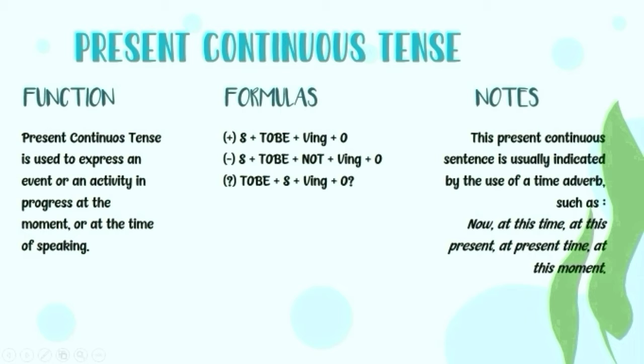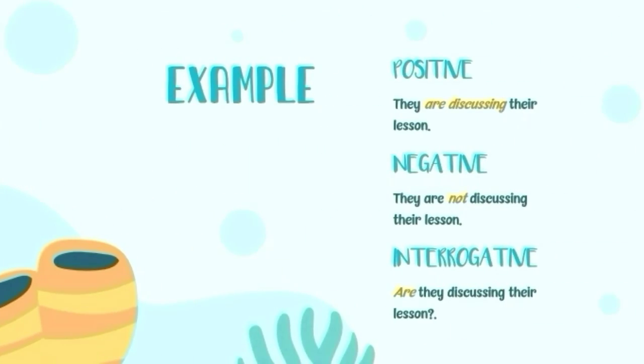Note: this present continuous sentence is usually indicated by the use of a time adverb such as now, at this time, at this present, at present time, and at this moment. Example: the positive form is they are discussing their lesson, and the negative form is they are not discussing their lesson. And the interrogative form is are they discussing their lesson?